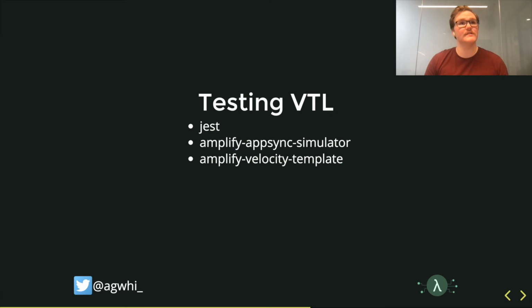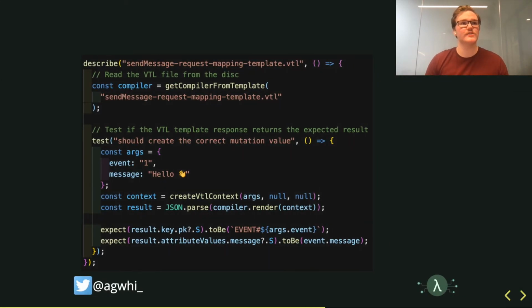But here is an example of a very simple test, just making sure that the arguments passed to the mutation make it into the Dynamo query correctly. For example, that the partition key is event hash and then the event argument that was passed, in this case 1, and also making sure that the message passed in is the correct message. It looks like a very simple test, but it has caught some quite silly mistakes that we've made in the past when you're first getting used to VTL.